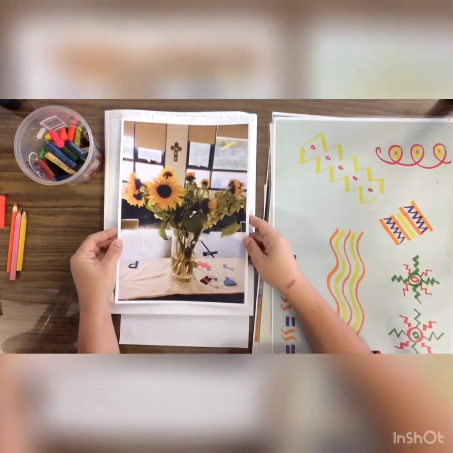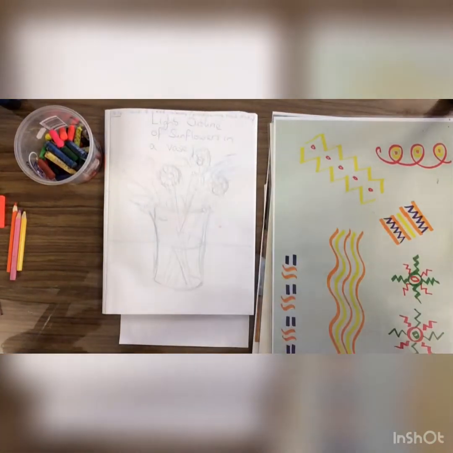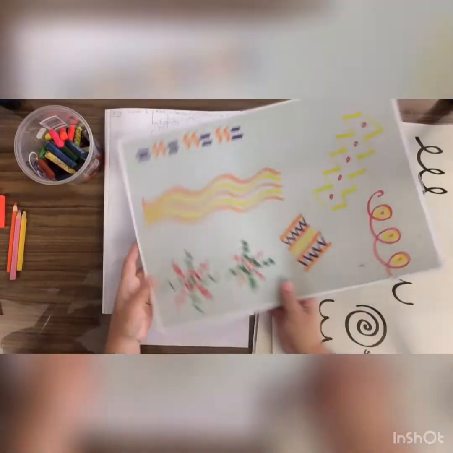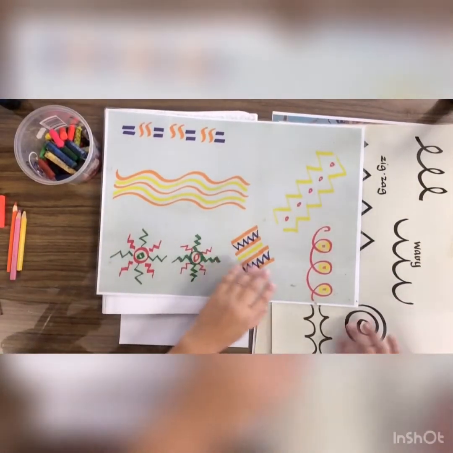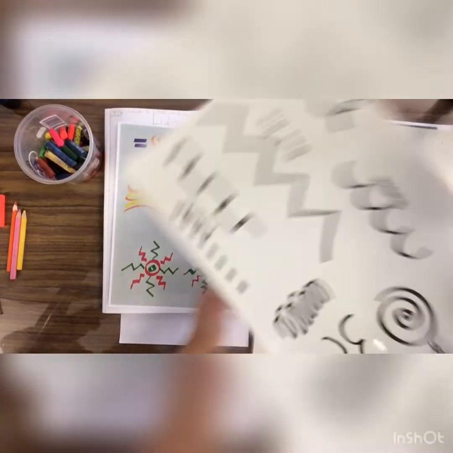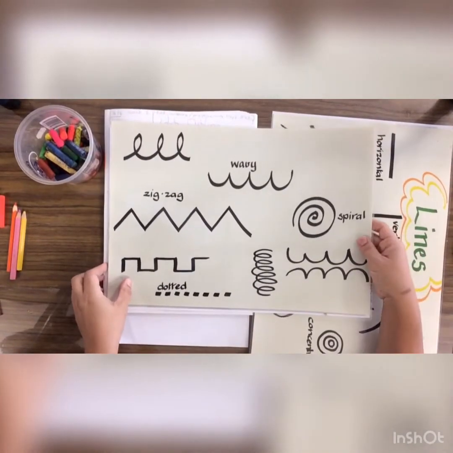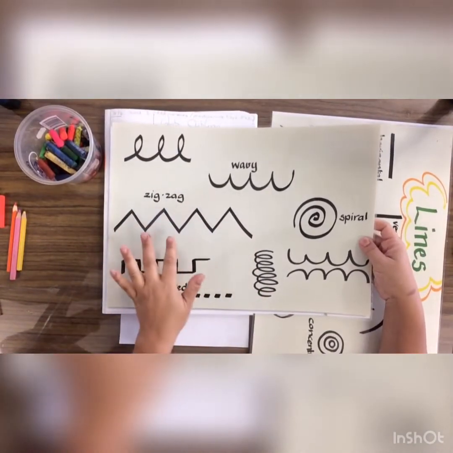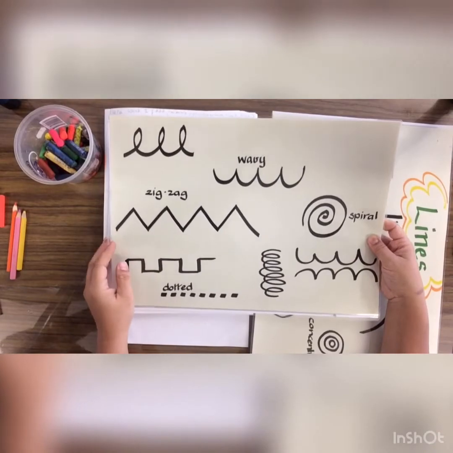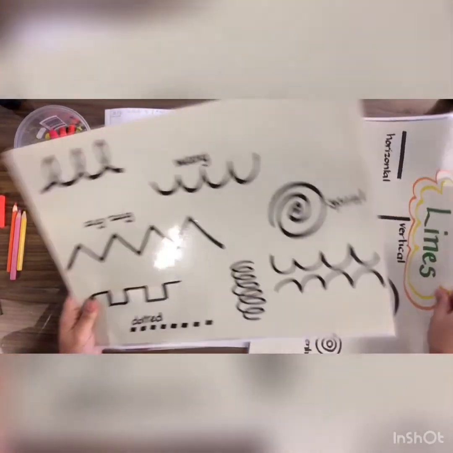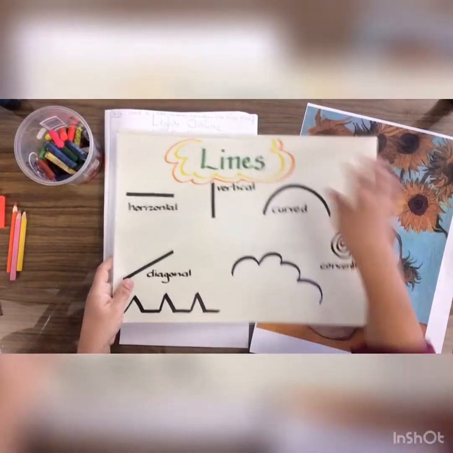On the site you'll see the sunflowers picture, the vase, okay, and like I said, we're focusing again on line, so using all different types of lines to create a sunflower observational drawing. So here, different types of lines.